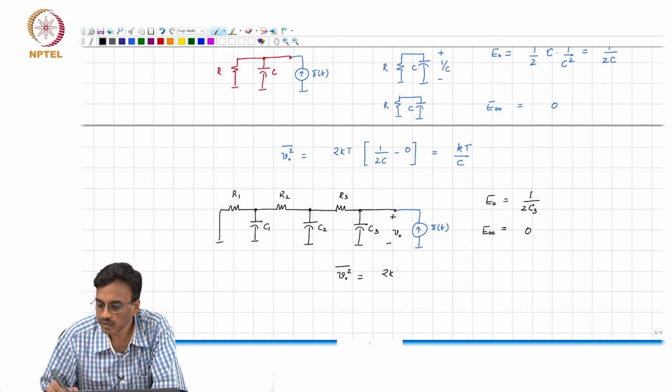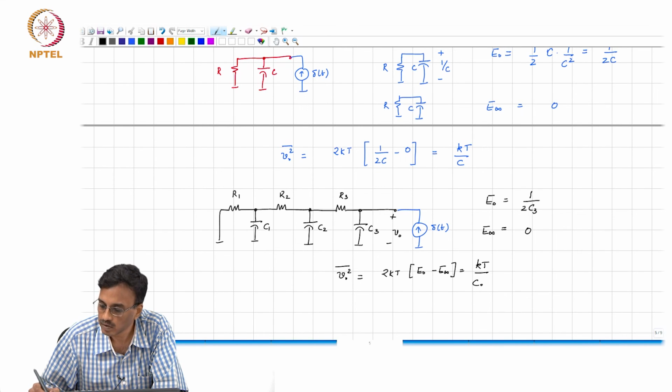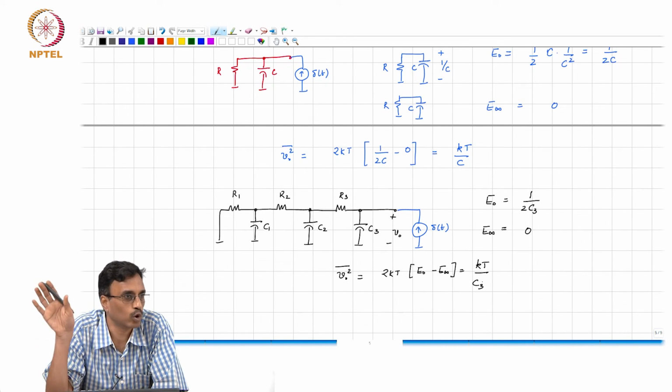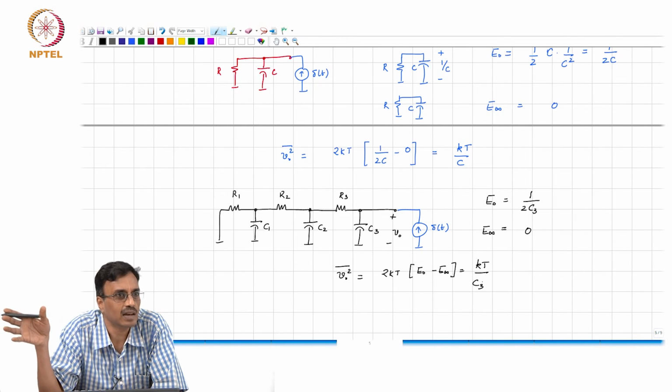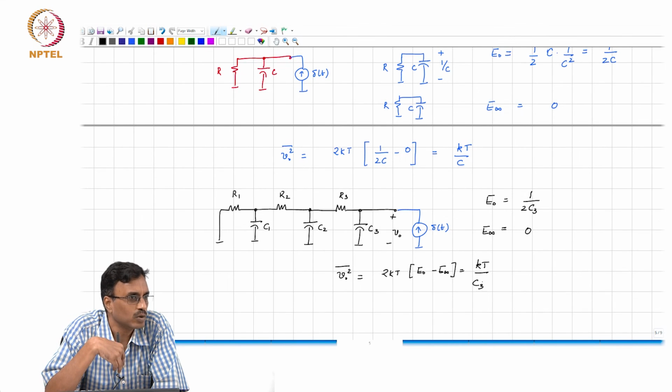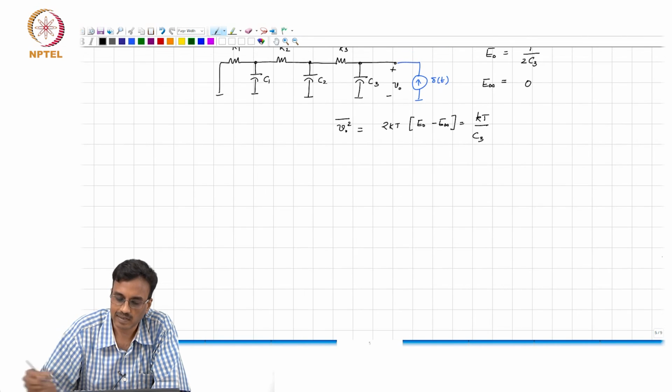So, what is the mean square noise? It is 2kT times E0 minus E infinity, which is kT over C3. Alright. So it basically shows that it is wasteful to find the entire spectral density and integrate it and throw away all that information. If you are only interested in the total noise, it is much easier to use a technique like this.